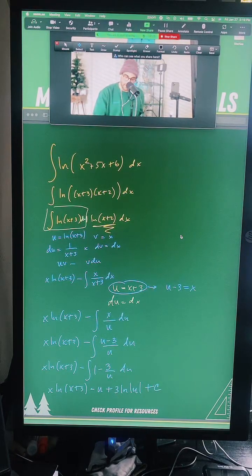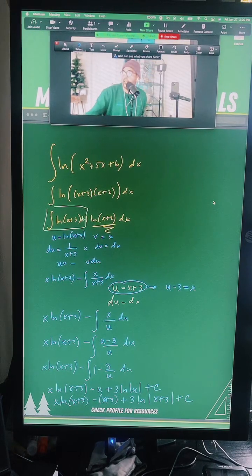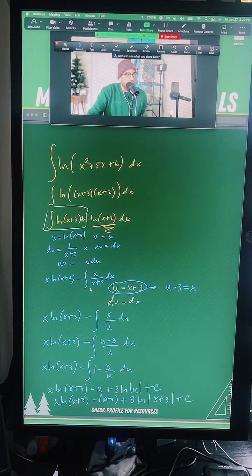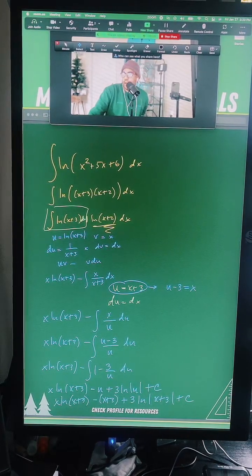But then let's see if we run into some issues here. So then x natural log of x plus 3 minus our u value, which was just x plus 3. So this is x plus 3 plus 3 natural log of u, which is x plus 3. And then this is plus c. Yeah, so we totally came up with something a little different there that we shouldn't have done. Somehow I feel like that's not correct because we have the natural log of x plus 3. Yeah, we definitely added something wrong there.